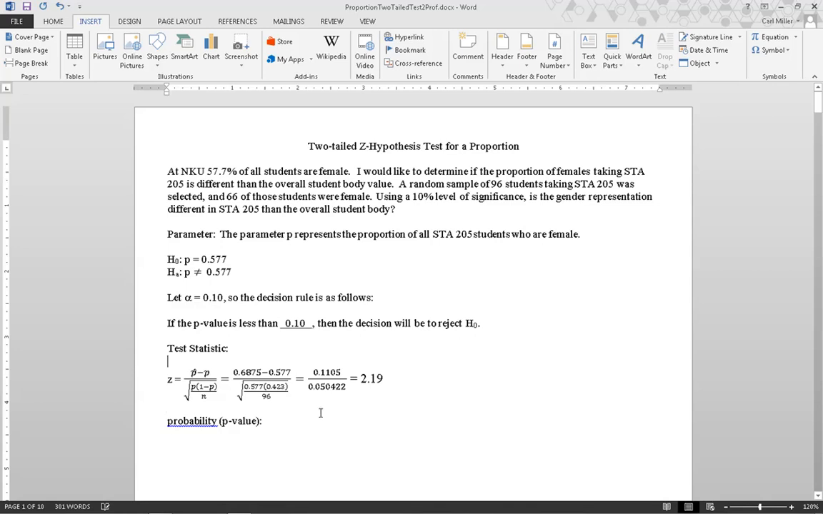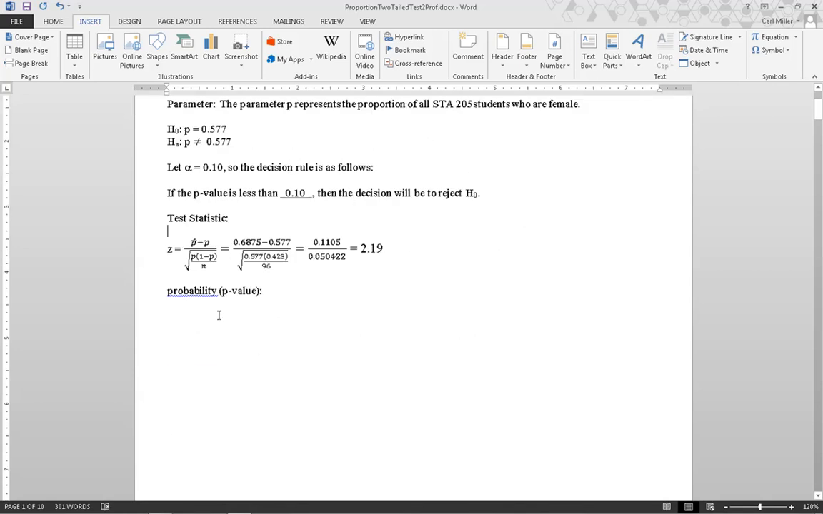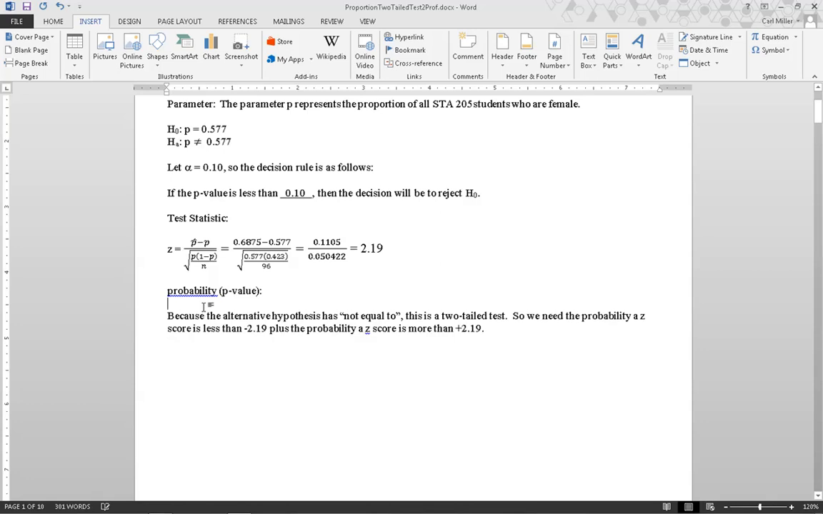Next is the probability. In this case, because the alternative hypothesis has not equal to or is different than, this is a two-tailed test. So we need the probability of z-score is less than negative 2.19, plus the probability of z-score is more than positive 2.19.